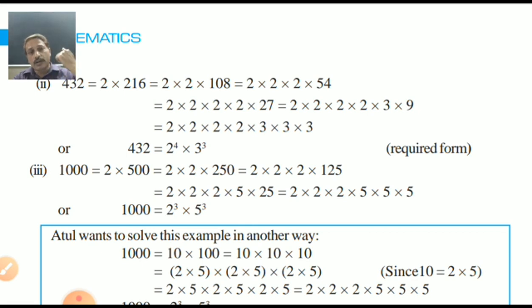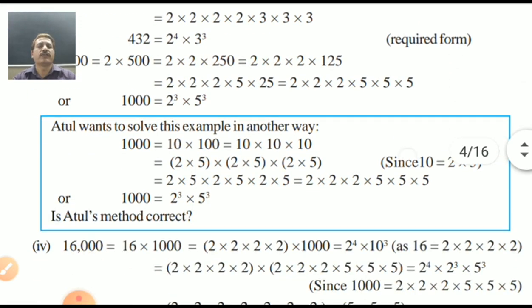So what is the next prime number? 5. Not 4, 4 is a composite number. Correct. Now 5 into 25. Very simple. Now 5 into 5. Very simple. 2 raised to 3 into 5 raised to 3. Answer is here.